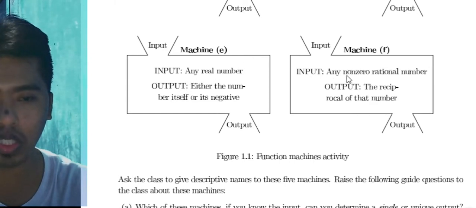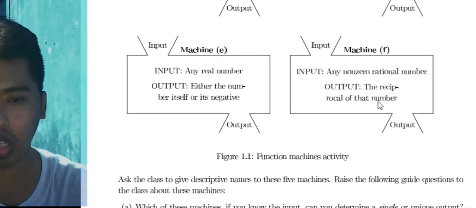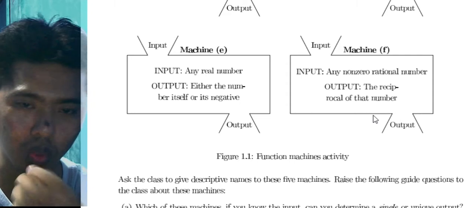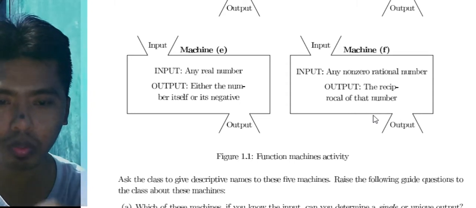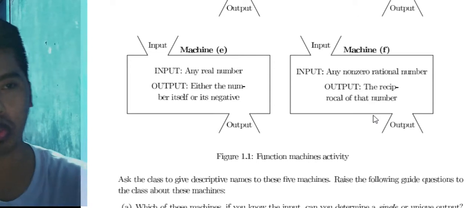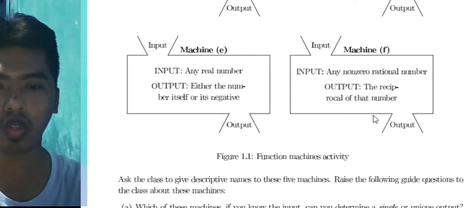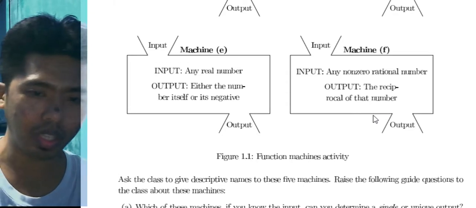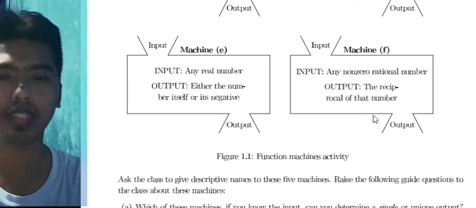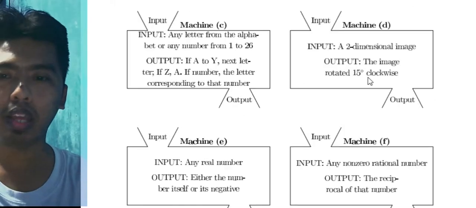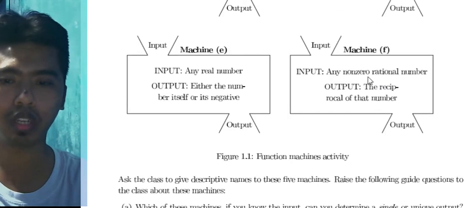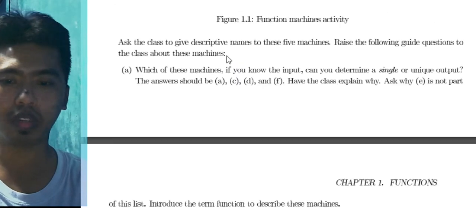Now if we proceed to machine F, any non-zero rational number, as long as it's not zero, the output is the reciprocal of that number. So let's say I put in 2. The reciprocal of 2 is 1 over 2, right? So meaning everything that you put in, there is only a unique output. So machine F is a function. Again, machines B, C, D, and F are functions. Only letter E is not a function.